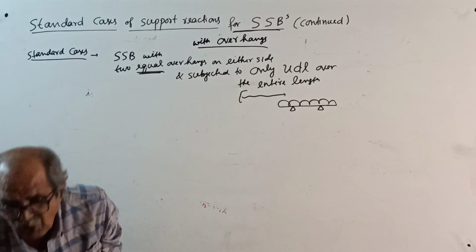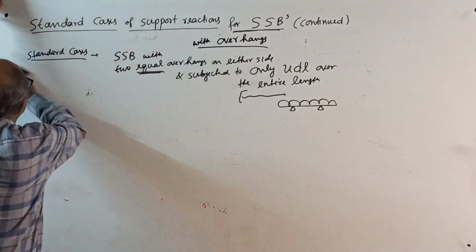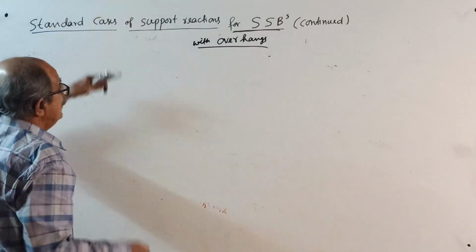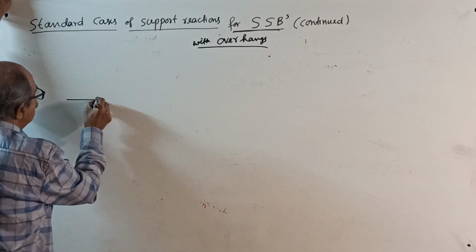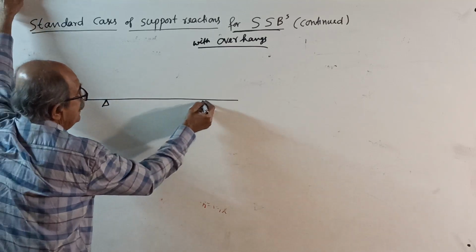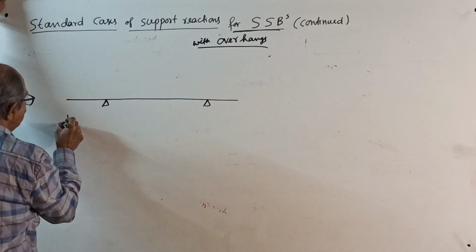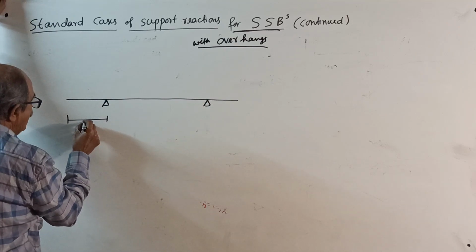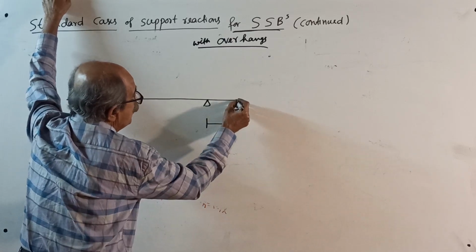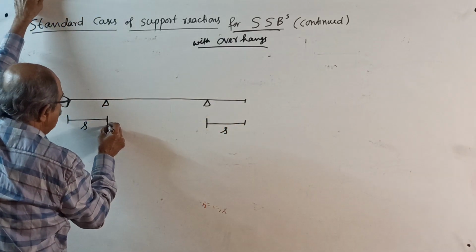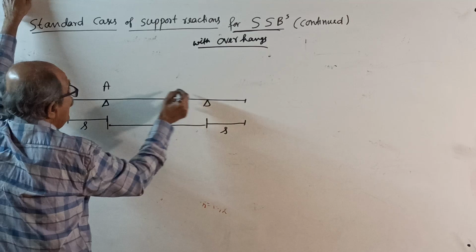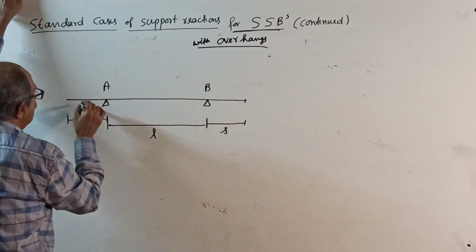First, to make this note, I'm rubbing this one because it is already over. You should write all these when you make a fair copy. This is the beam. I take one support here and one support here. This is the left side overhang and this is the right side overhang, both equal. Between the two supports, the distance is L. I will call the supports A and B.